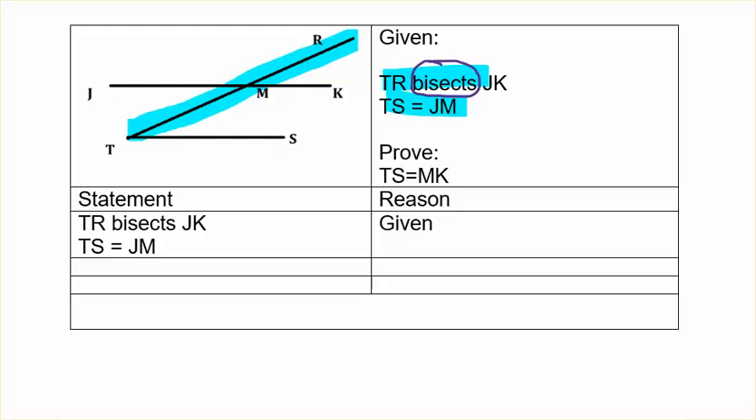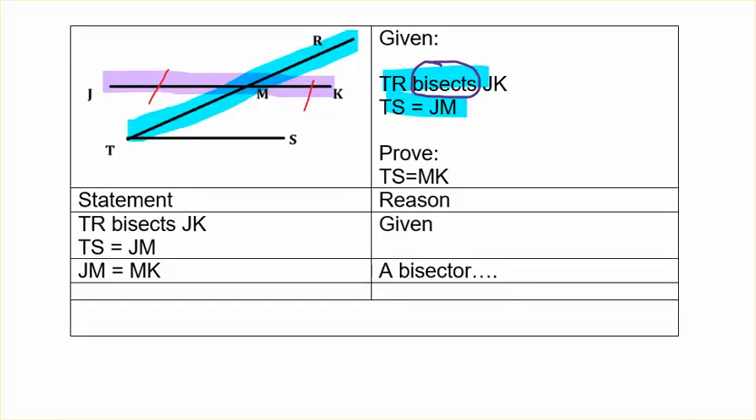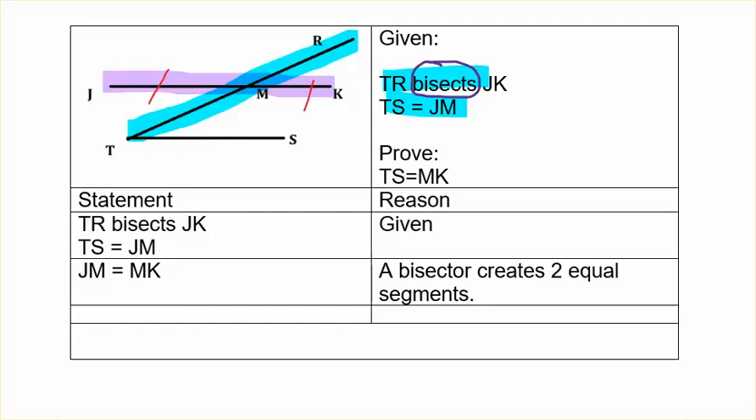Okay, I highlighted TR. TR is bisecting JK. Bisect means that it splits it into two equal parts. So that must mean that segment JM is going to be equal to segment MK. I'm going to type that down as my statement. Now let's write our reason. Not everybody's reason is going to be exactly the same, but everybody's reason should involve the word bisector. So in your own words, what does a bisector do? Since the segment bisector goes through the midpoint, I know that it creates two equal segments.